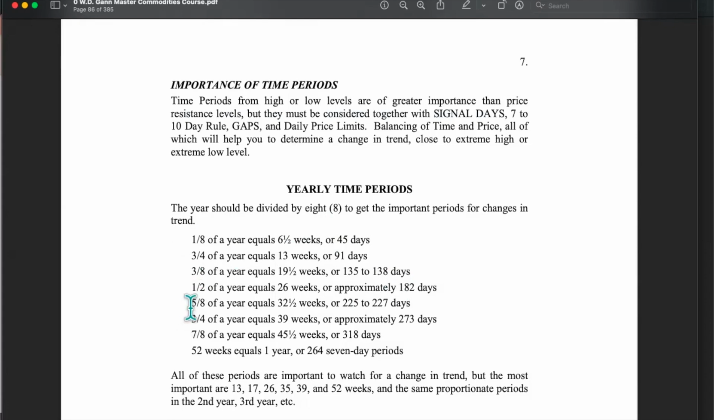Next after that is 5 by 8, which comes to around 225 days. After that, it is 3 by 4, that is 3 quarters, which comes to 270 to 273 days. Then we have 7 by 8, which comes to 318. And we have the entire 8 by 8 or 52 weeks, which is 364, 365 days. This is just an error. It is actually 365, 364 days.